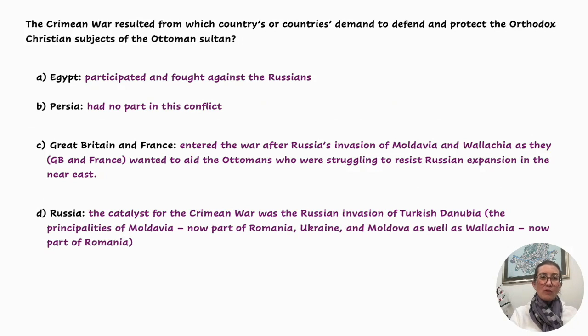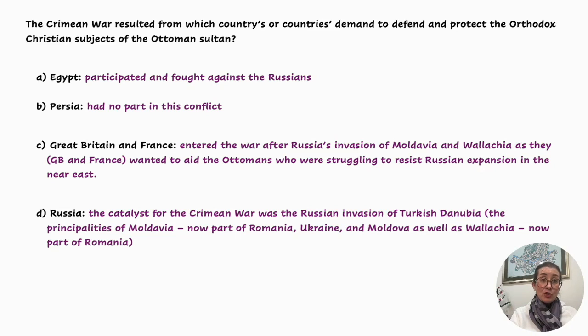The Crimean War resulted from which country's demand to defend and protect the Orthodox Christian subjects of the Ottoman Sultan? A, Egypt, B, Persia, C, Great Britain and France, or D, Russia? Egypt did participate, and they fought against the Russians. The Persians had no part in the conflict.